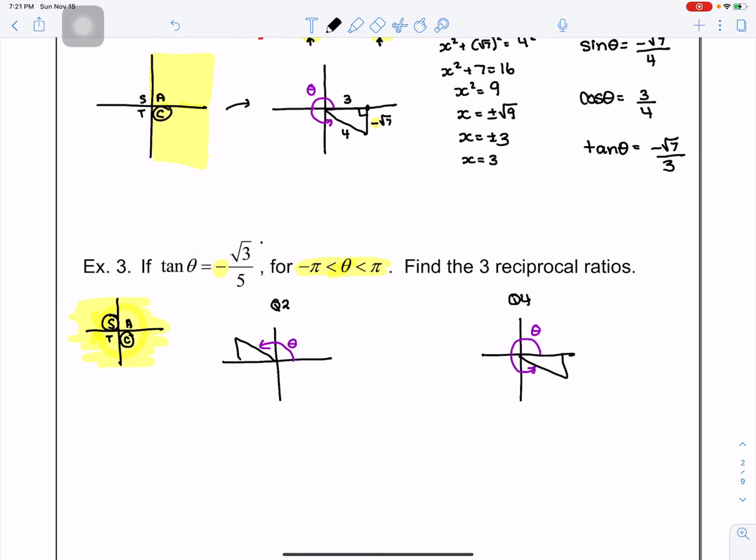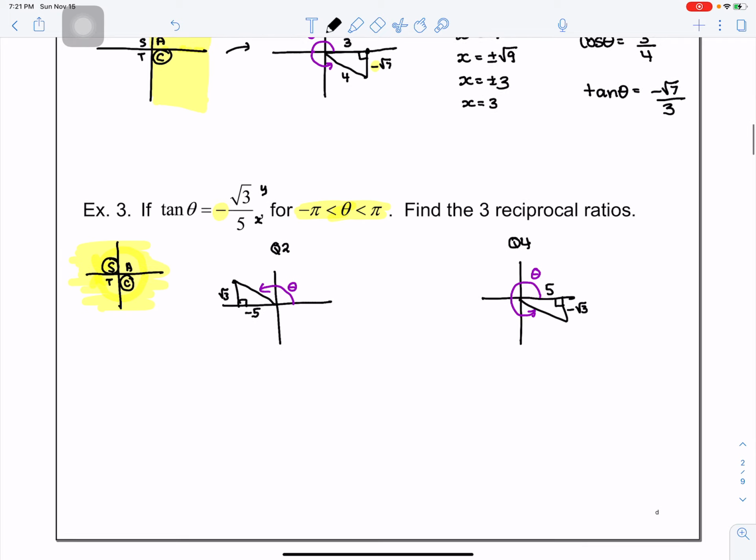Now tan is y over x. So in quadrant 2, my y is positive, so I'm going to put the positive with the √3. And my x is negative, so I'm going to put the 5 with the negative sign. But in quadrant 4, my y is negative and my x is positive. So it's kind of telling you what happens if the negative is with the √3 versus the negative with the 5. And you're going to get 2 possible answers.